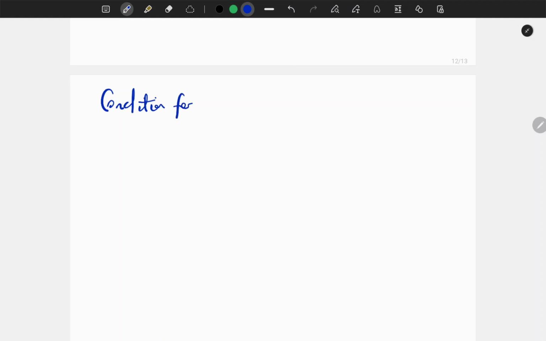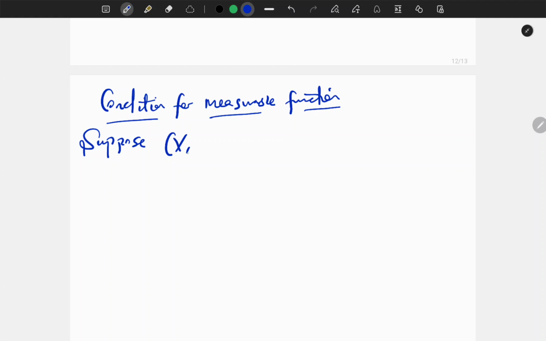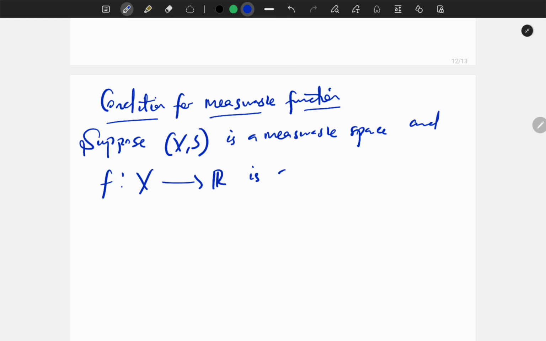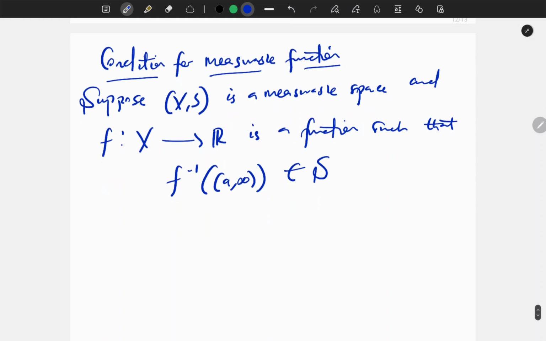Alright, there's another better way to define the condition for a measurable function. Condition for measurable function: suppose we have a measurable space and we have a function f from X to R such that the pre-image of (a, infinity) is in the sigma algebra for all a that belongs to R, then f is X measurable.